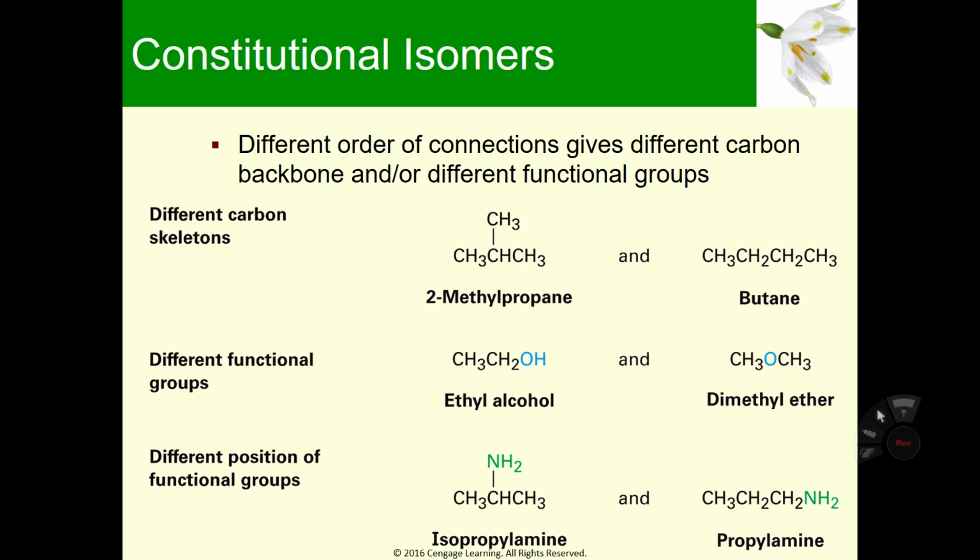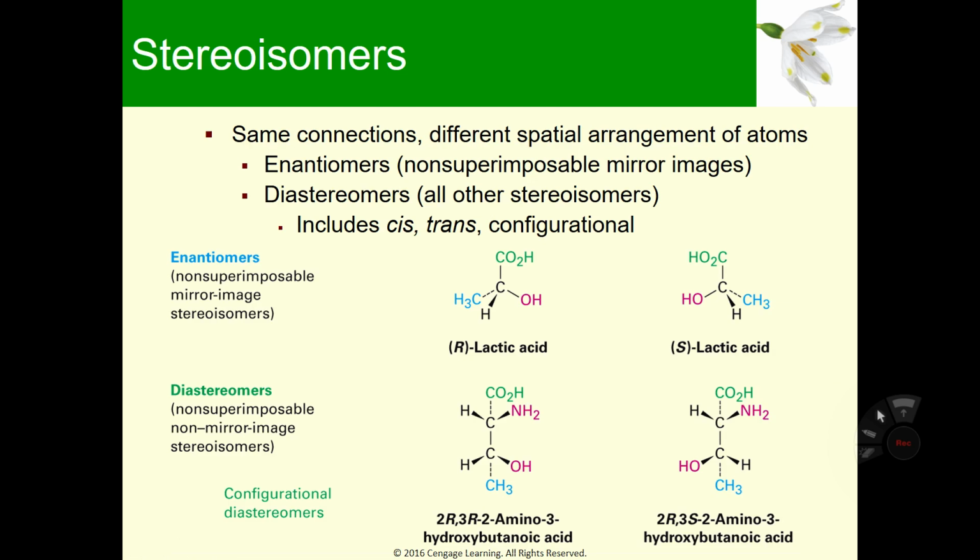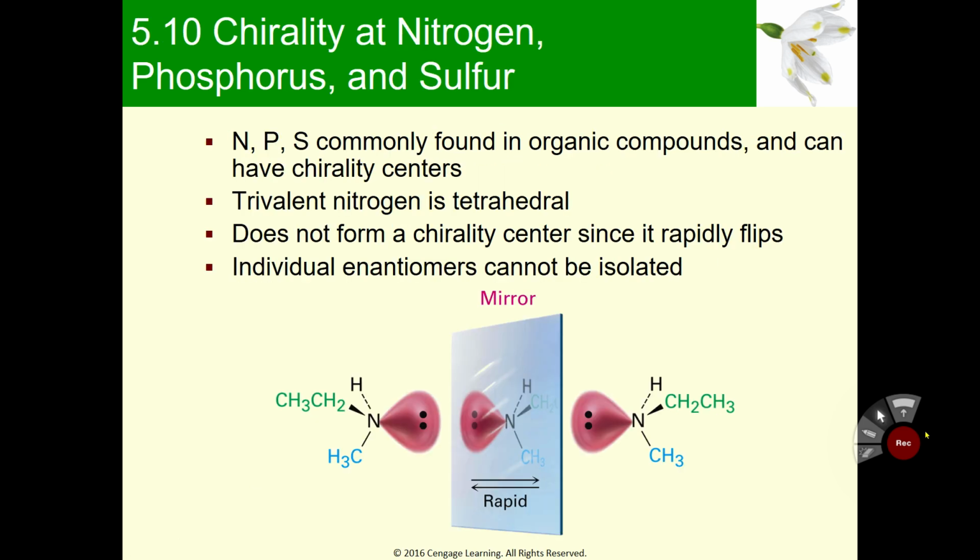This is a constitutional isomer. We all know that it's just alcohol and ether. It's very clear they are isomers, so I'm not going to explain it. For stereoisomers, this is a mirror image relationship, so we can easily tell it's enantiomers. And in this case, this is 2R,3R and this is 2R,3S, so they are not mirror images, but they have chiral centers. We know that these are diastereomers. This is not a cis-trans isomer, so this is a configurational diastereomer.